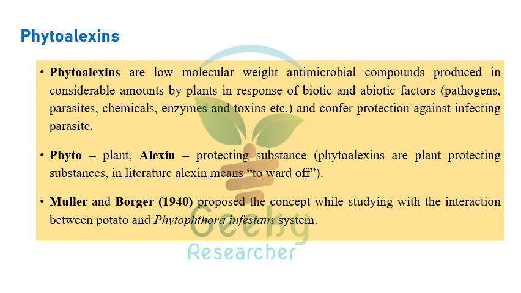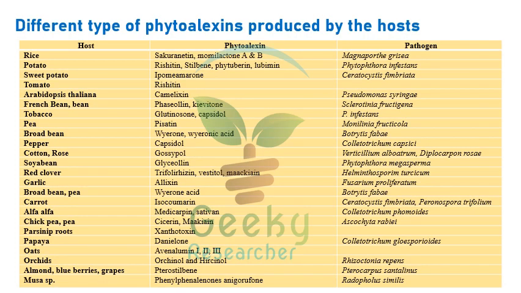Phytoalexins were first proposed by Muller and Borger in 1940, in the potato and Phytophthora infestans system. These are the various kinds of phytoalexins produced in host plants. Rice: sakuranetin, momilactone A and B. Potato: rishitin, stilbene, phytuberin and lubimin. Sweet potato: ipomeamarone. Tomato: rishitin. Arabidopsis thaliana: camalexin. French bean: phaseollin and kievitone. Tobacco: glutinosin and capsidiol.